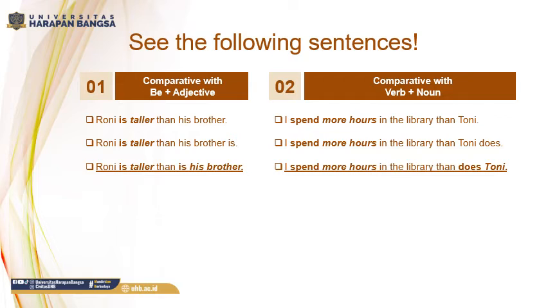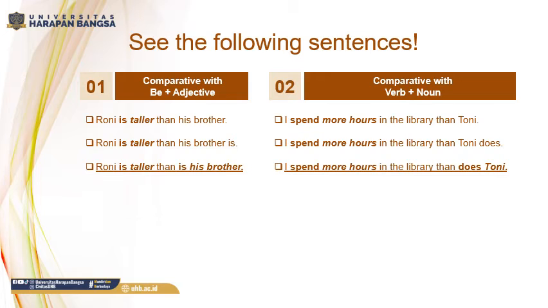Next, comparative with verb followed by noun. Komparatif dengan menggunakan kata kerja diikuti oleh kata benda. For example, I spend more hours in the library than Tony. Jadi ada subjek I, kemudian ada verb spend ya. Nah, setelah kata spend, di belakangnya ada komparatif dengan kata benda. I spend more hours. Saya menghabiskan lebih banyak jam atau lebih banyak waktu ya. Nah, di sini komparatifnya adalah more, kemudian ada kata benda hours.